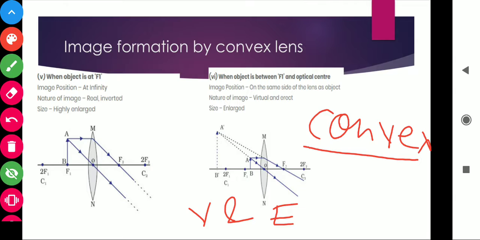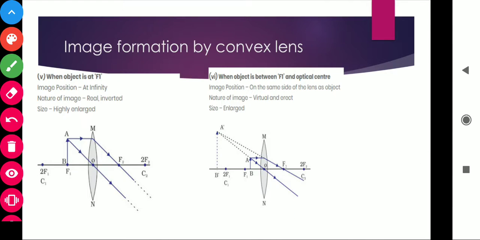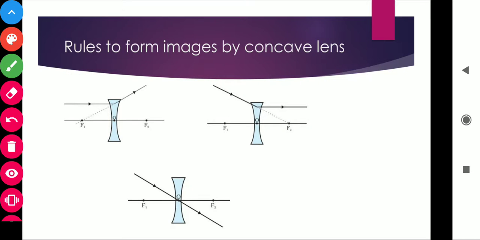Now we will discuss the ray diagrams of concave lens. Concave lens, let's discuss the rules first. The rules are the same. When the ray comes parallel to the principal axis, it is a diverging lens. It means it diverges the ray. And when we join it, then it will join at focus. It means when the ray comes parallel to the principal axis, it seems to come from the focus.